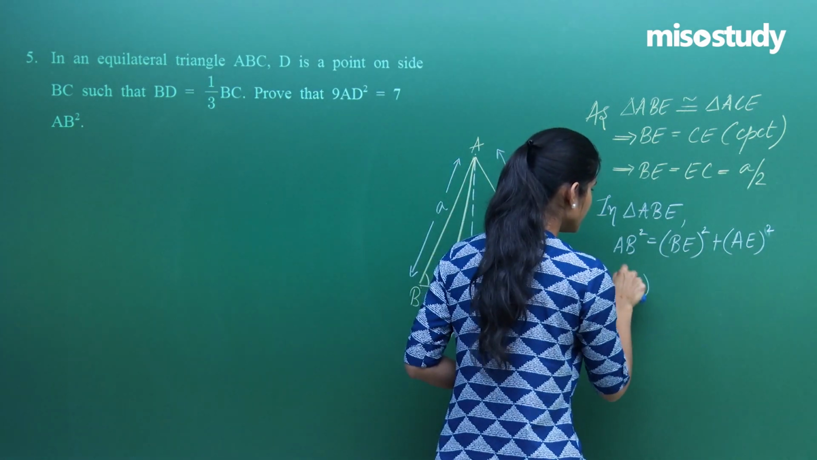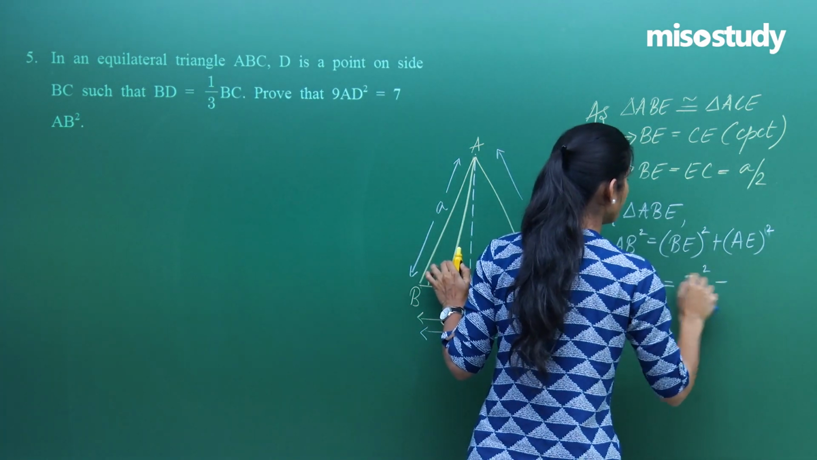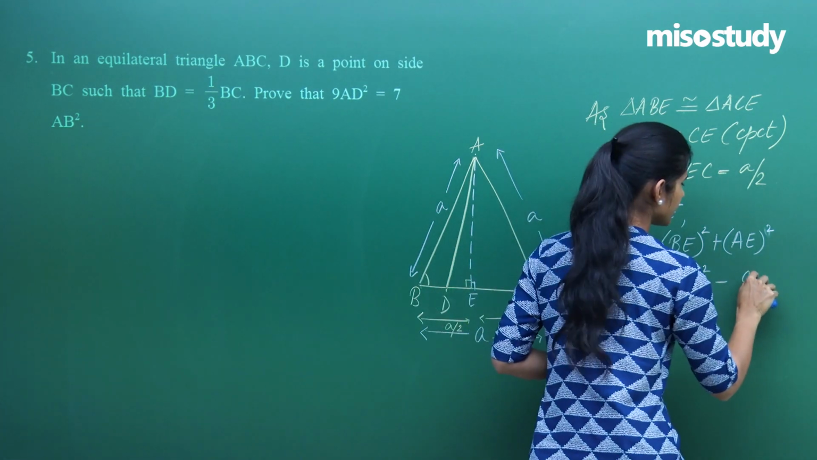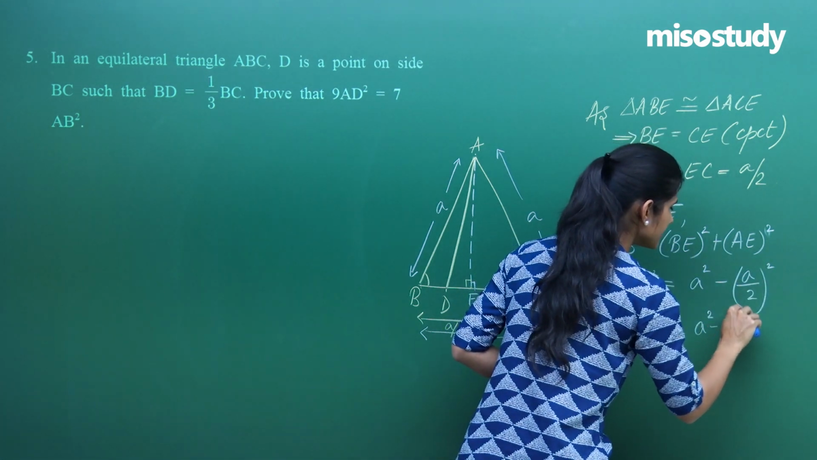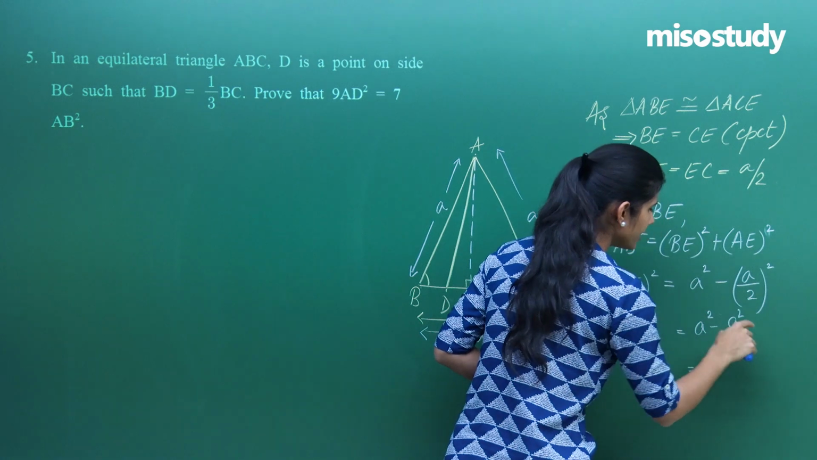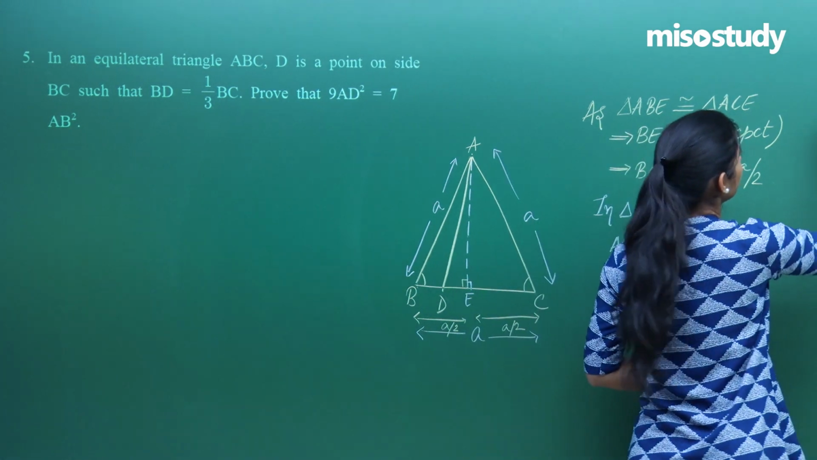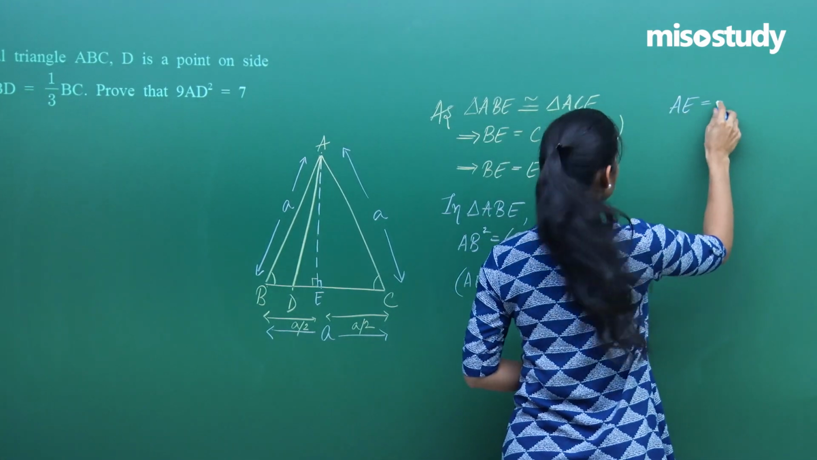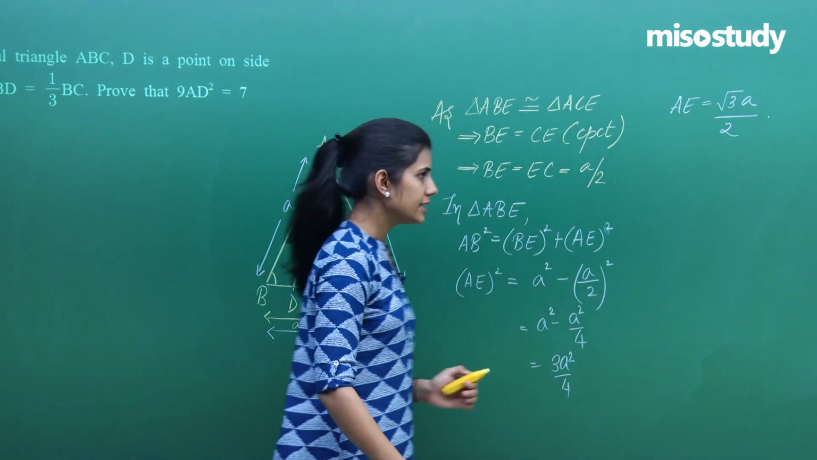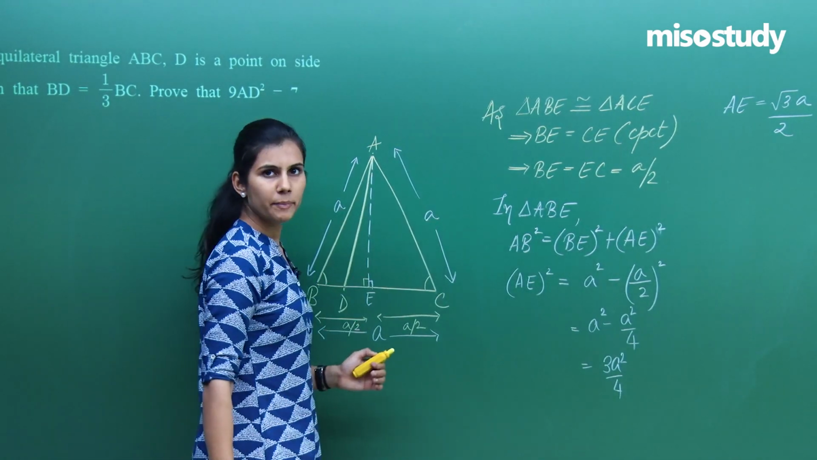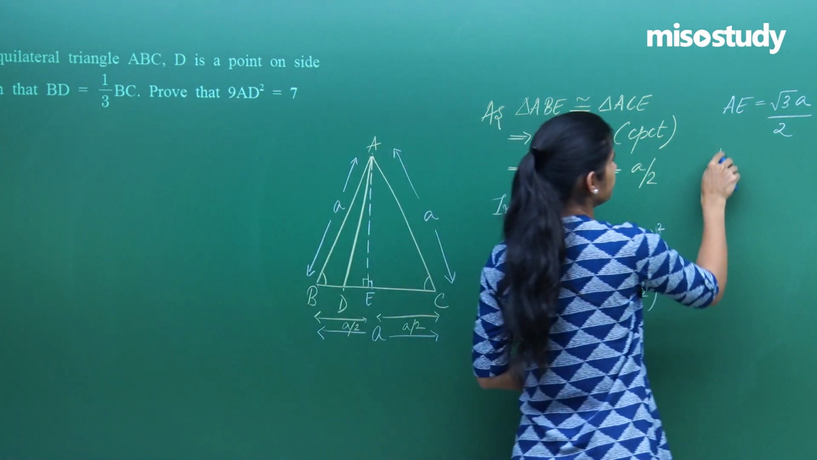Okay? So this gives you AE square is AB square, that is A square, minus BE square, which is A by 2 whole square. So this gives you A square minus A square by 4, 4A square minus A square, 3A square by 4. So AE will be root 3A by 2. This is the length of AE, that is the perpendicular. Now BE is equal to A by 2.